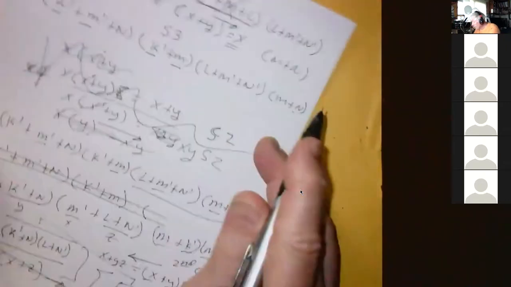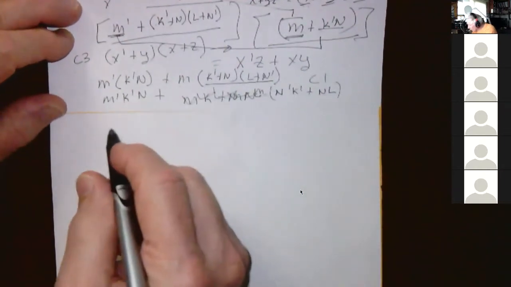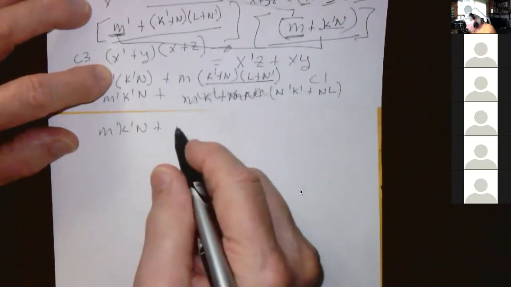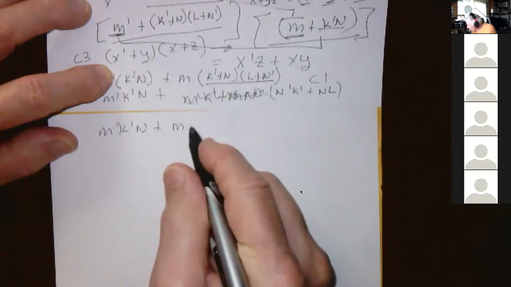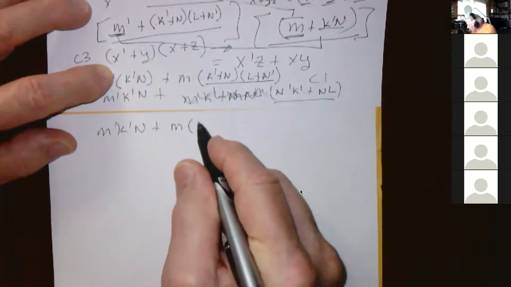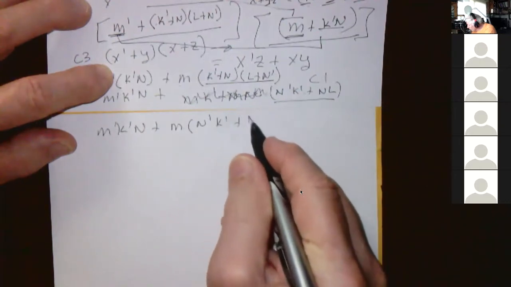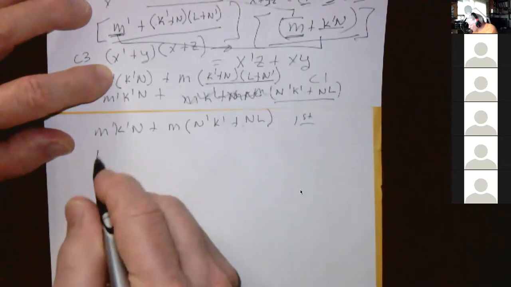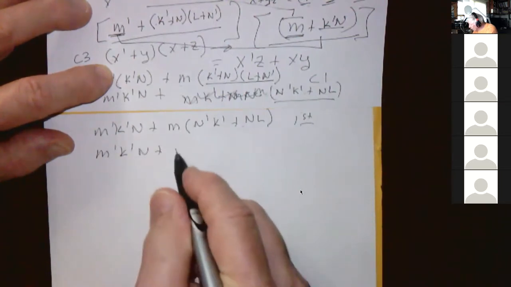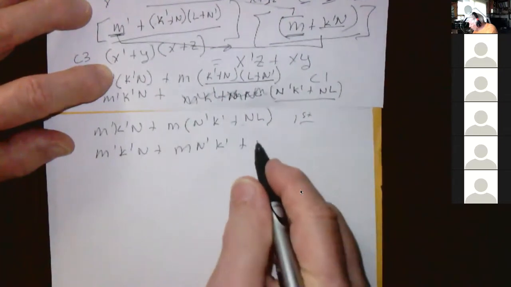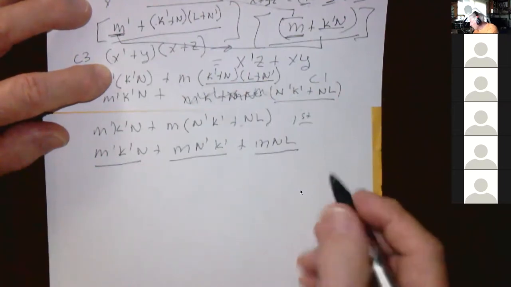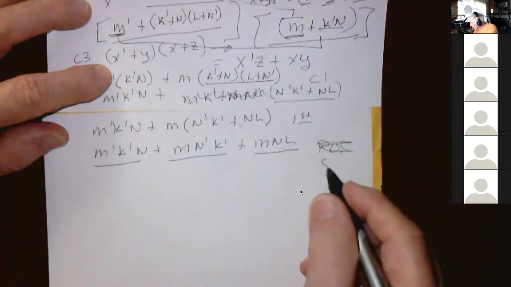So let's rewrite that. So then we have M prime K prime N plus, and I'll do this again, M times this, which is N prime K prime plus NL. Now we use the first distributive law and put the M in here. We get M prime K prime N plus M N prime K prime plus M N L. And now we have 1, 2, 3 product terms. So it's in POS form, or sorry, it's in SOP form.